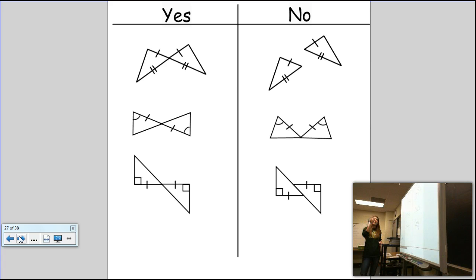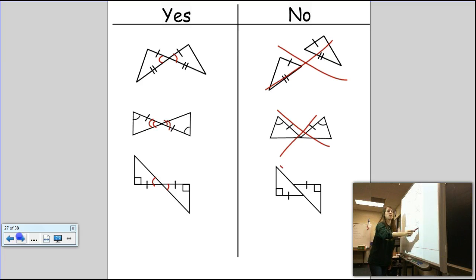The answer to why the yeses are yeses and the no's are no's starts with a V. Vertical. Vertical what? Angle. Okay. That's what I'm trying to say. Vertical angles. Do you see vertical angles? No. Are those vertical angles, even though sometimes you think that those are? No. Are those vertical angles? No.